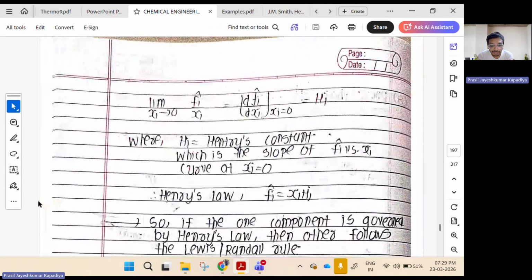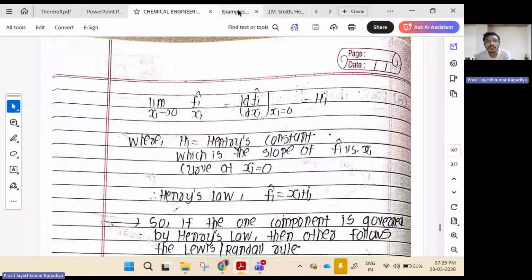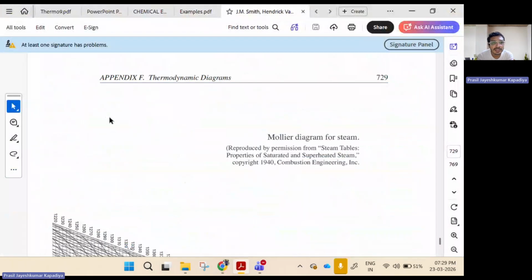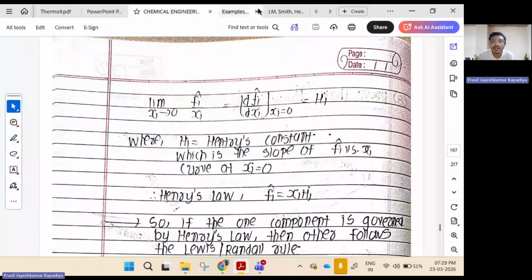UNIFAC is not here, but there is one more model which is known as the UNIFAC model, which is widely used for any systems.